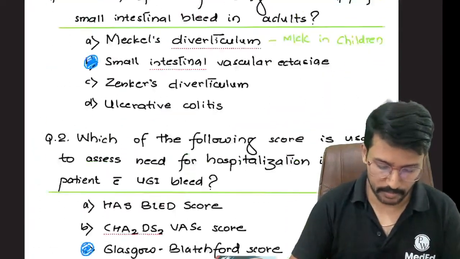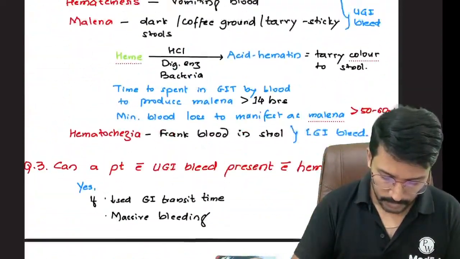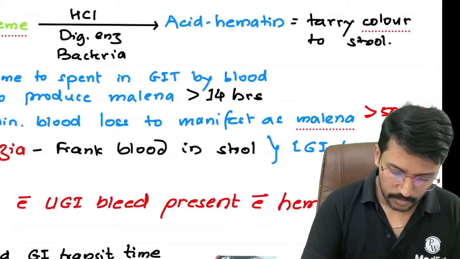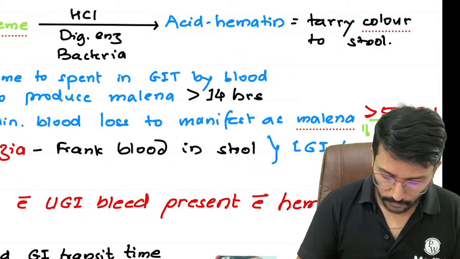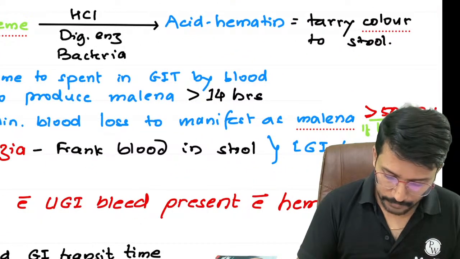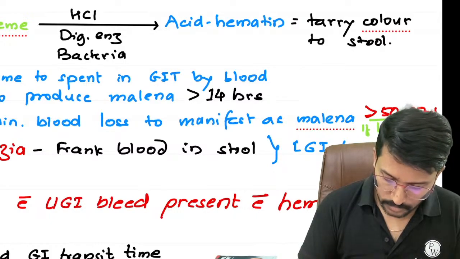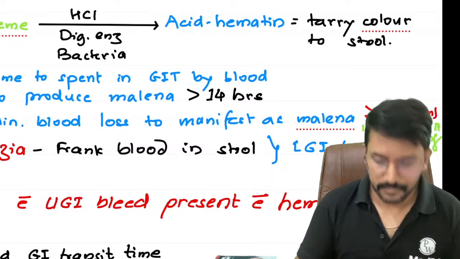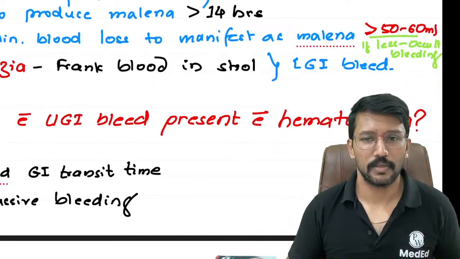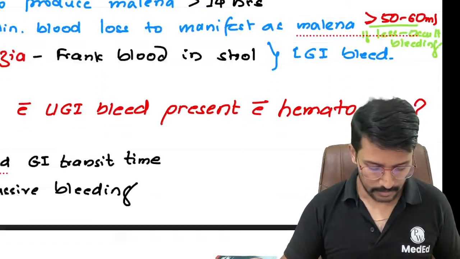Right, so let me write it down here. So when the blood loss is less, it will lead to occult bleeding. Occult means hidden. You will not be able to clinically manifest with it, right?